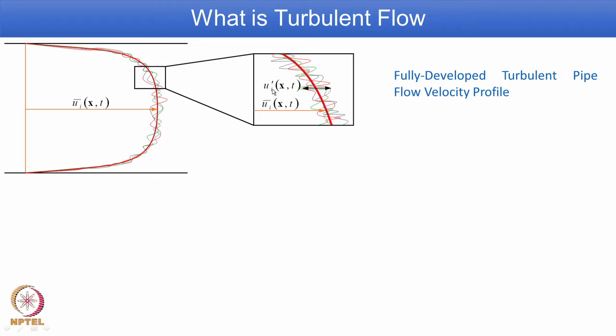Now, the deviation from the mean is represented by a prime quantity, because we are talking about velocity in i. So, it is u i prime of x comma t. So, fluctuation is a function of both space as well as time, and that is what is shown here with the notation x comma t. We explained just before that turbulent flow exhibits three dimensionality, that it is a function of both space as well as time, and you are able to understand this with the help of this velocity profile.